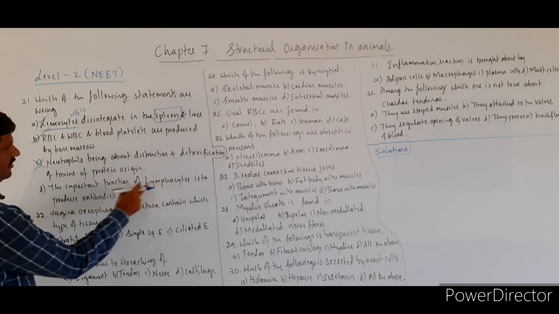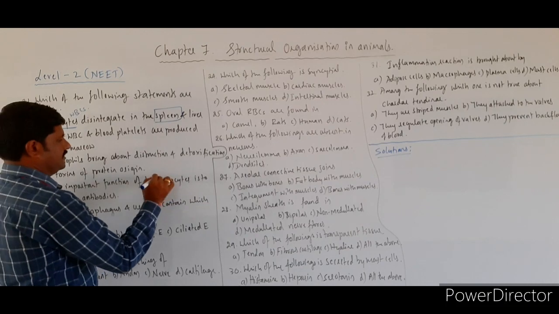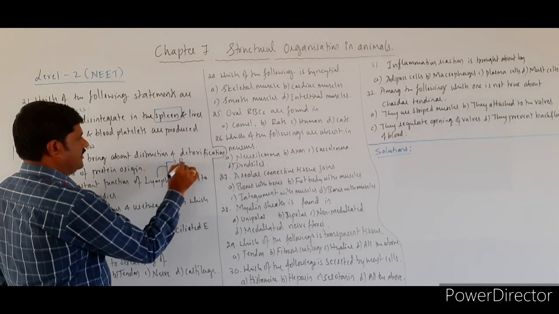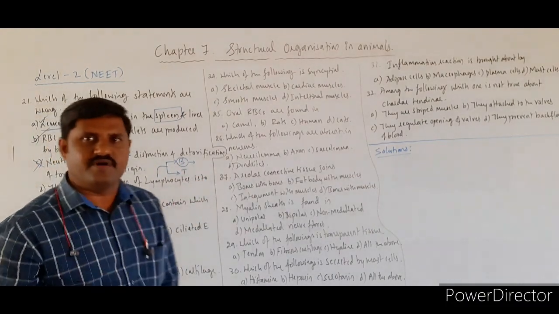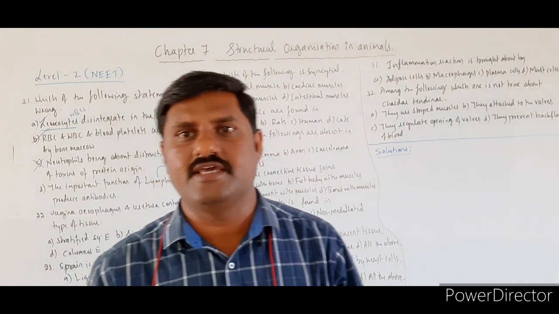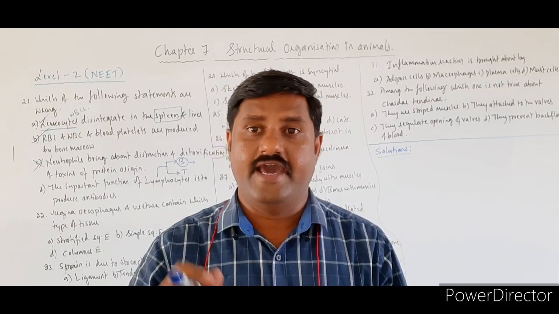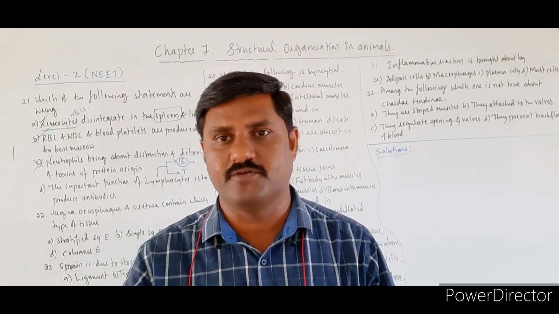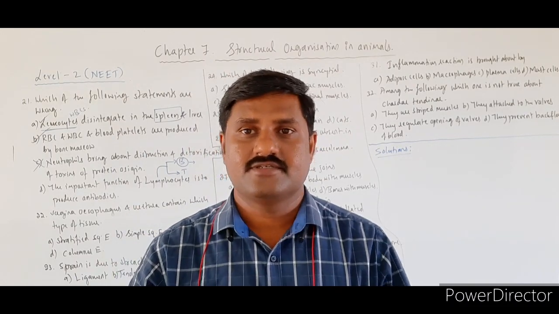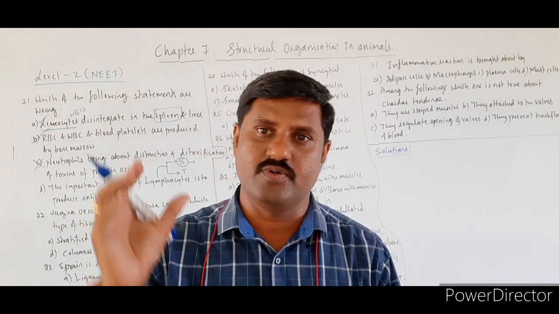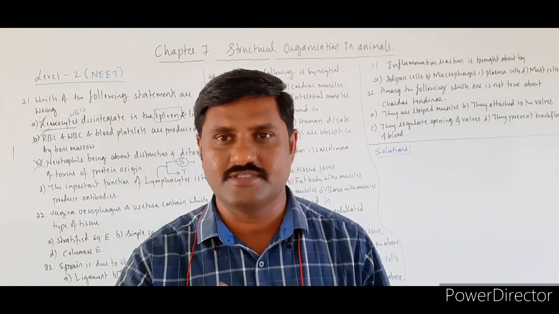The important function of lymphocytes is to produce antibodies. Of course, lymphocytes are of two types. One is B lymphocytes, another one is T lymphocytes. B lymphocytes are the type of WBCs which are produced within the bone marrow and maturation occurs within the bone marrow itself. Hence, they are said to be bone marrow lymphocytes. That is, B cells or B lymphocytes they are called. The same lymphocytes produced within the bone marrow come to the thymus gland where the maturation of the lymphocytes takes place.